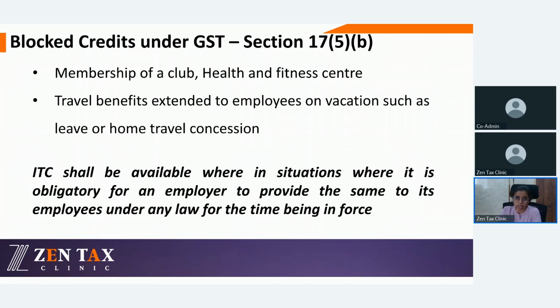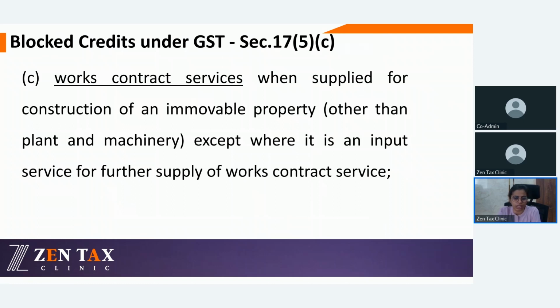With respect to C and D, it talks about the ITC pertaining to the construction of immovable property. C talks about works contract services, and D talks about the construction of immovable property. As discussed last week, we can split this into three parts. The works contract services, when supplied for the construction of immovable property, we can keep as one part, other than plant and machinery, because for plant and machinery ITC is eligible, and the definition of plant and machinery is also prescribed, except where it is an input service for further supply of works contract.